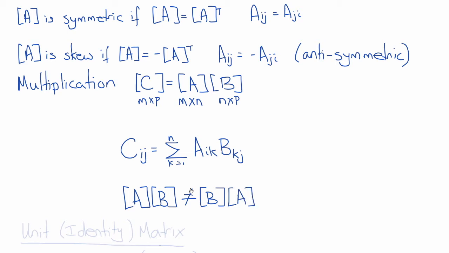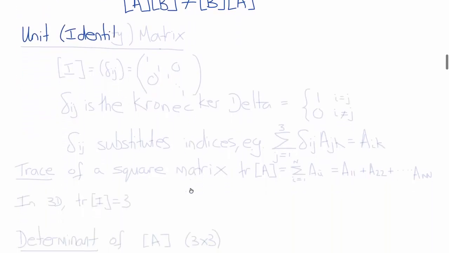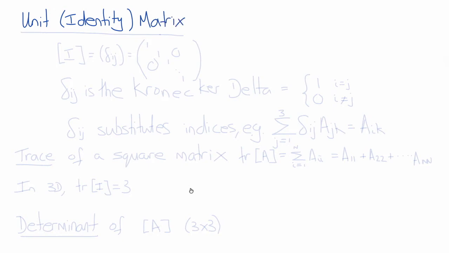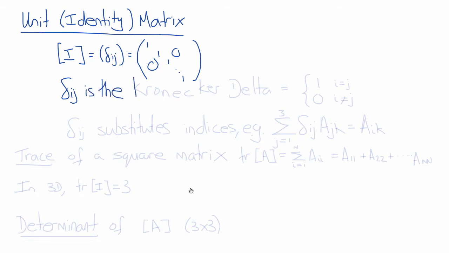An important matrix that we use in matrix algebra is the unit or identity matrix, which is often denoted by I or sometimes 1, and has components of 1 along the diagonal and zeros on all the off-diagonal components. In continuum mechanics, we refer to the components of the identity matrix as delta ij, where delta ij is known as the Kronecker delta. So the Kronecker delta is the operator that is equal to 1 when i equals j and 0 when i is not equal to j.